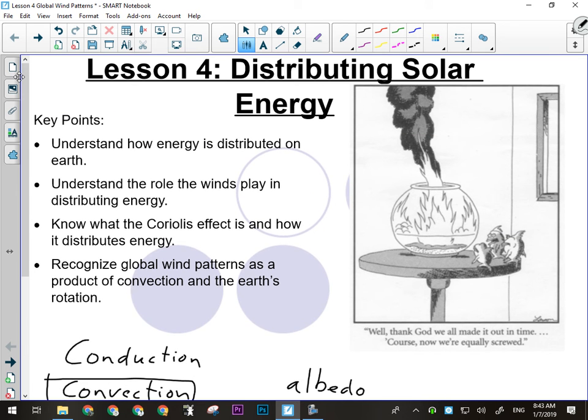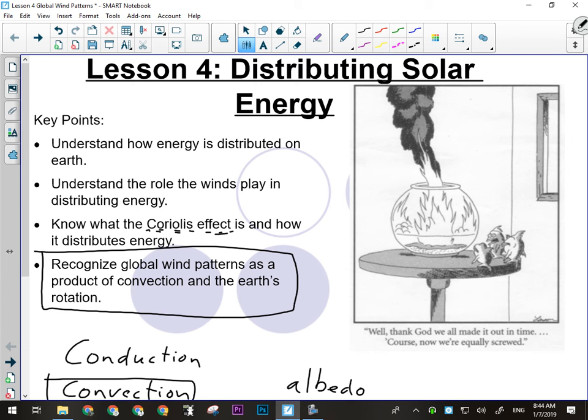So what we're looking at today is how energy gets distributed on Earth. We're going to look at the role that winds play in distributing energy. We're going to talk about something called the Coriolis Effect, and how it causes the wind patterns that we see on Earth. This is probably the most important point: recognize that these wind patterns are the product of both convection and the Earth's rotation, and the Earth's rotation has to do with the Coriolis effect.